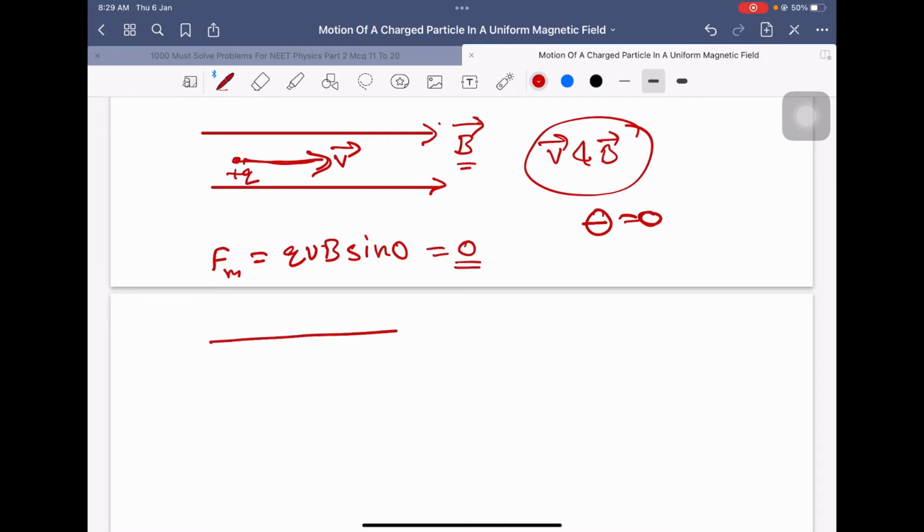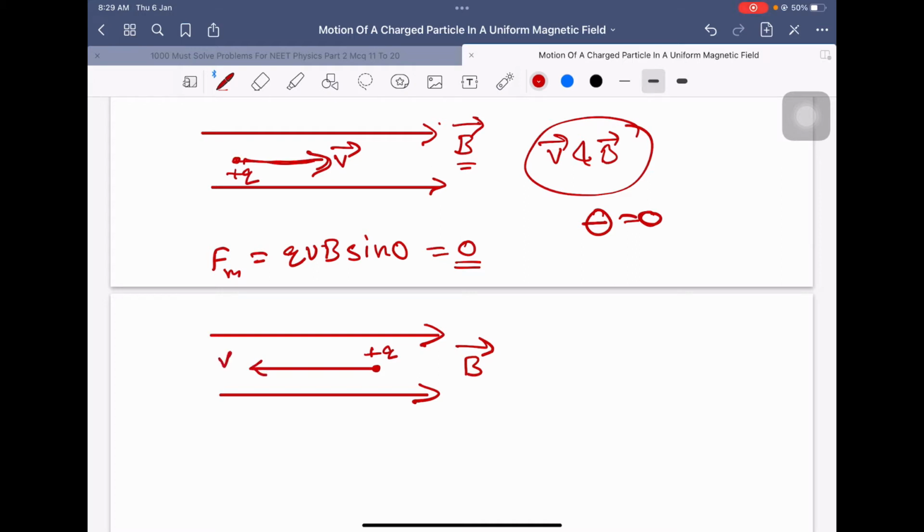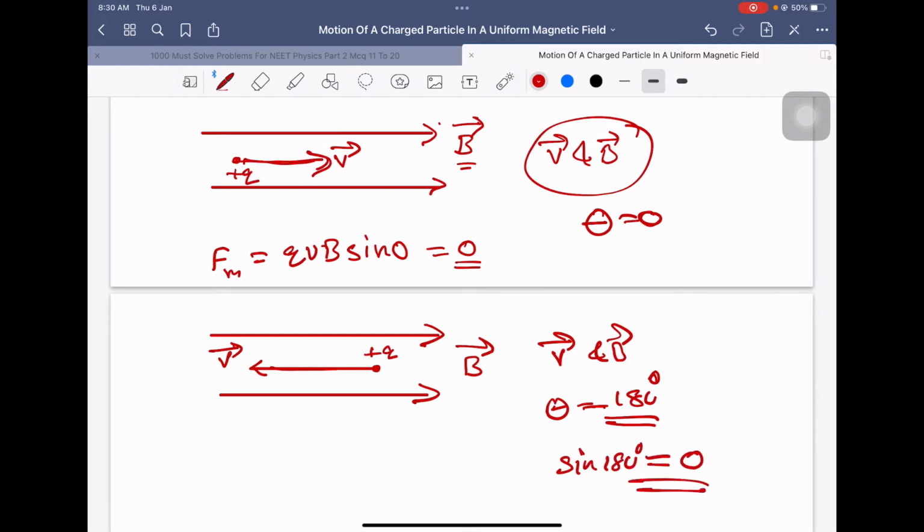Similarly, if the charged particle is moving against the direction of magnetic field, say there is a uniform magnetic field here, and I have considered a charged particle moving against the direction of magnetic field. This is the direction of velocity. Velocity and magnetic field are in opposite directions, so the angle theta is equal to 180 degrees. We also know that sin 180 degrees is equal to 0. Therefore magnetic force also will be equal to 0.